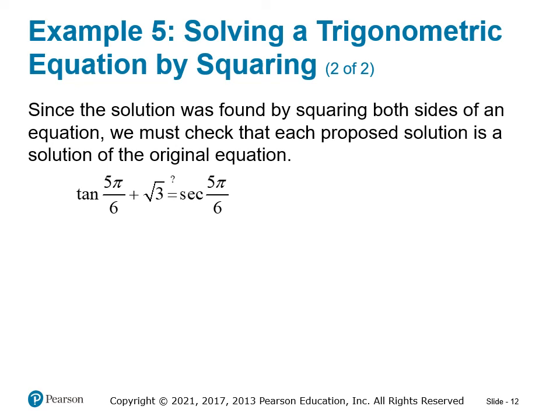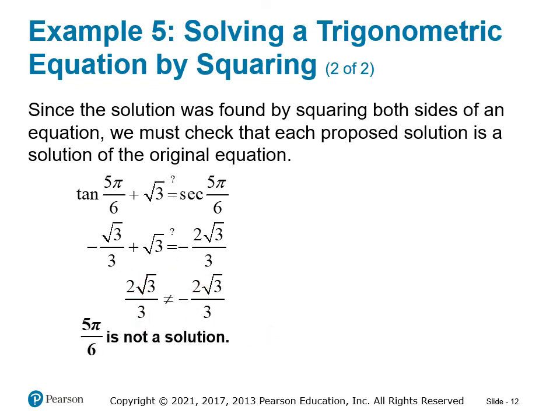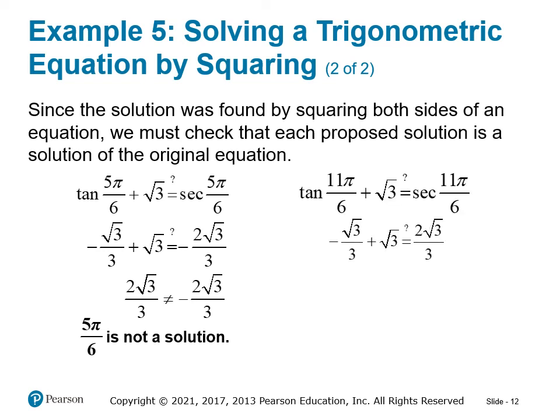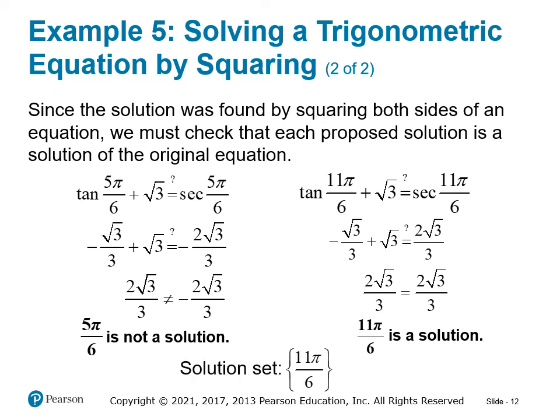All we're going to do is plug those values into the original equation and see if it works. Notice when we plug in 5 pi over 6, this does not work. Here we get positive on one side and negative on the other. And this is the problem, because if we squared both sides of this, then they'd be equal. And so that is literally the history of why we call them false positives. So 5 pi over 6 is not a solution. Let's plug in 11 pi over 6. And here we get the correct answer. So our only possible solution to this problem is 11 pi over 6.